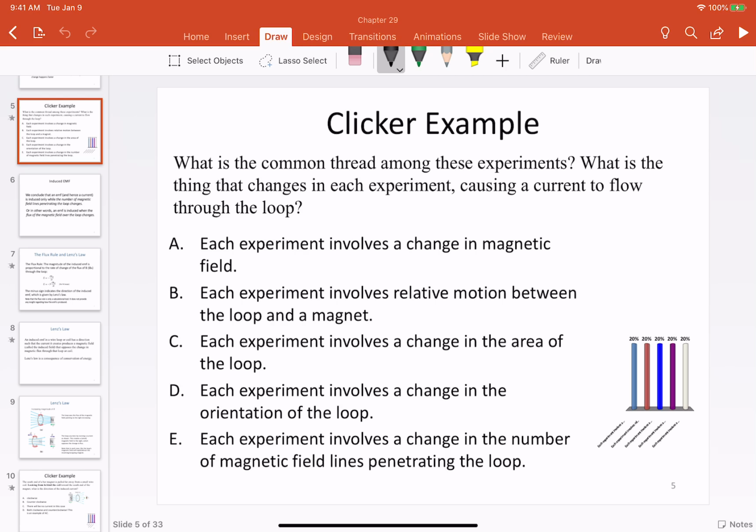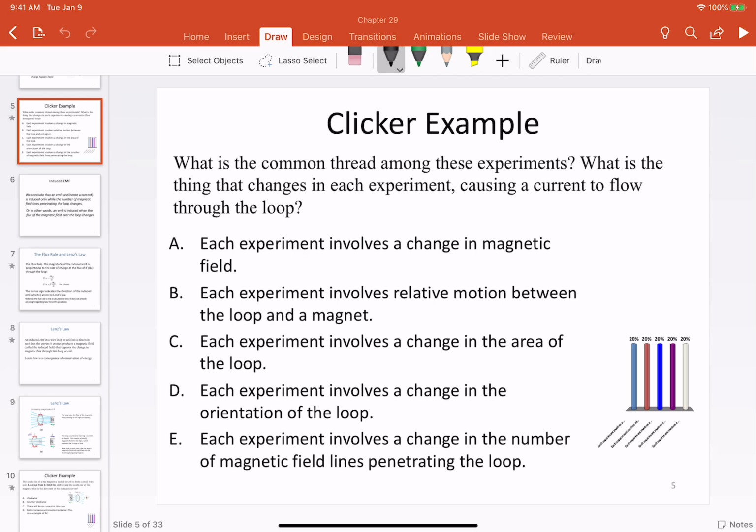So see if you can answer this question before you move on. Faraday asked himself the same question, and he of course didn't have the benefit of multiple choice, but let's see if you can figure it out with the benefit of multiple choice. So the question is, what is the common thread among all these experiments that we just discussed? What is the thing that changes in each experiment, causing a current to flow through the loop?